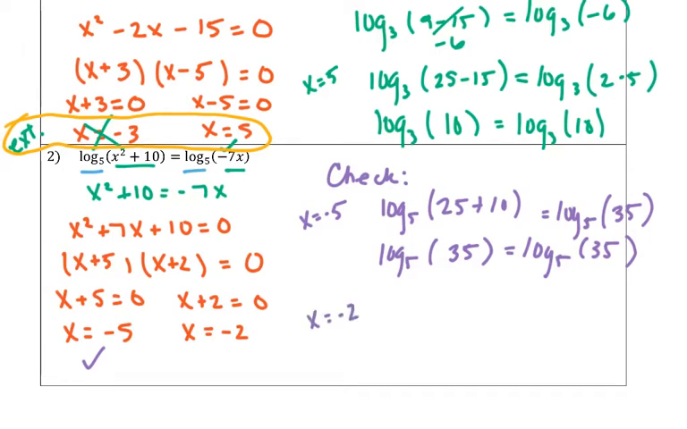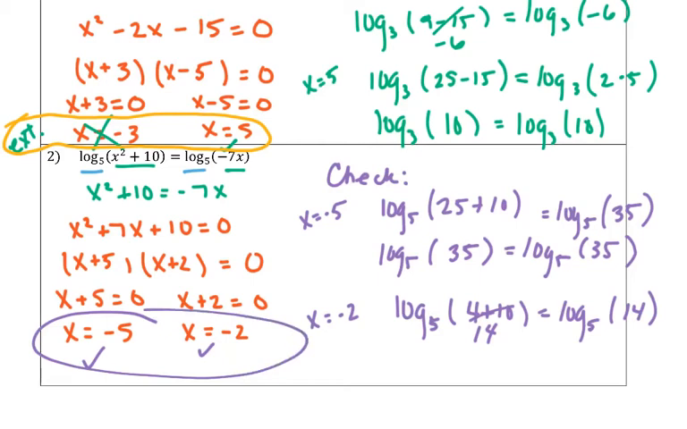Let's go ahead and check negative 2 next. Log base 5 of negative 2 squared, which is 4, plus 10 equals log base 5, sorry, I said base 2, this is base 5. Not that it really matters in this case, just that they're the same. So log base 5 of negative 7 times negative 2 is positive 14. This also is going to get us 14. And we're taking the logarithm of a positive number. So actually both of these solutions will work.